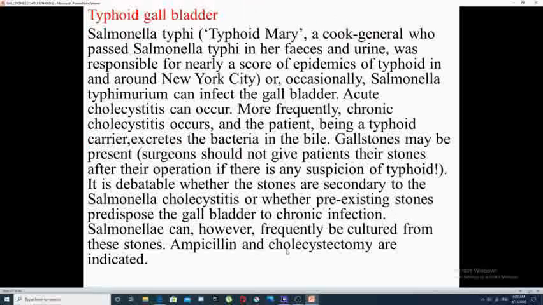The gallbladder could also be affected by infection like typhoid. Salmonella typhi could affect the gallbladder. It was responsible for nearly a score of epidemics of typhoid around New York City. Occasionally, Salmonella typhimurium can infect the gallbladder. Acute cholecystitis can occur, or chronic cholecystitis may develop. Gallstones may be present, so surgeons should not give the patient their stones after the operation if there is any suspicion of typhoid infection. They should be sent for culture and sensitivity.